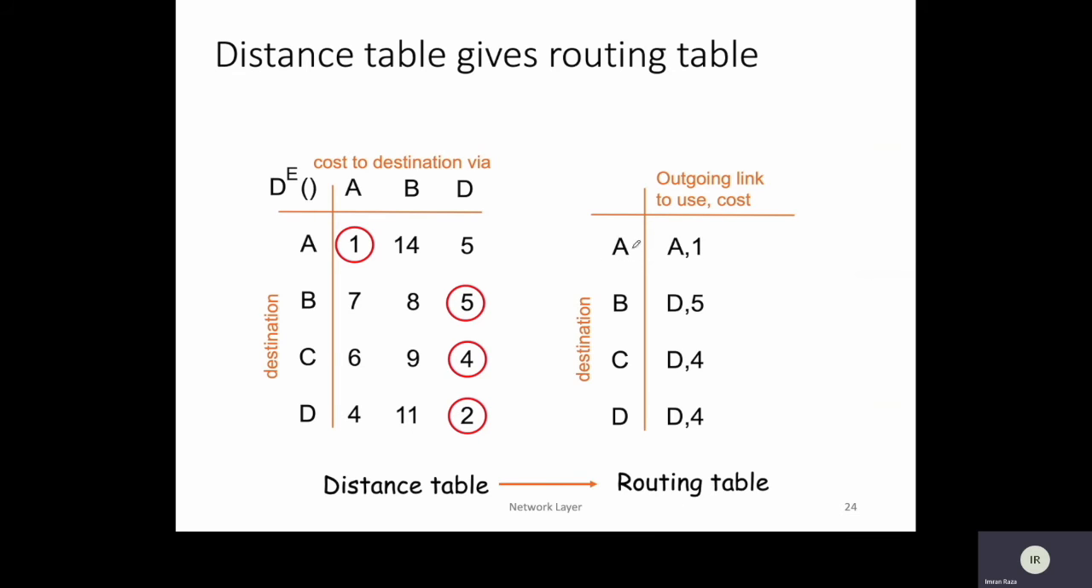In the routing table, for example, we have the destination, the outgoing link, and the cost associated with it. If I want to go from E to B, the outgoing link is the link attached to router D. The next hop is router D, and the cost is 5. Similarly, if I want to reach destination C from E, the next hop is D, and the cost is 4. So this distance table is used to create the routing table to make a forwarding decision based on the least cost path.